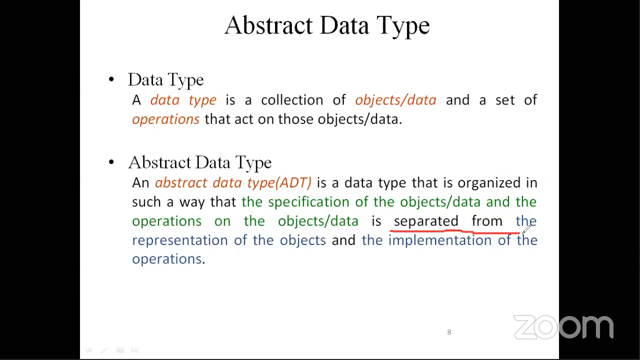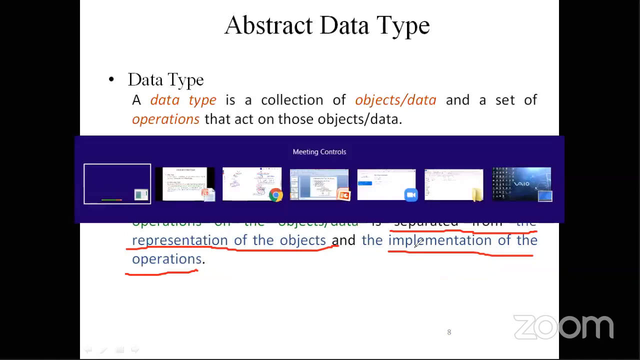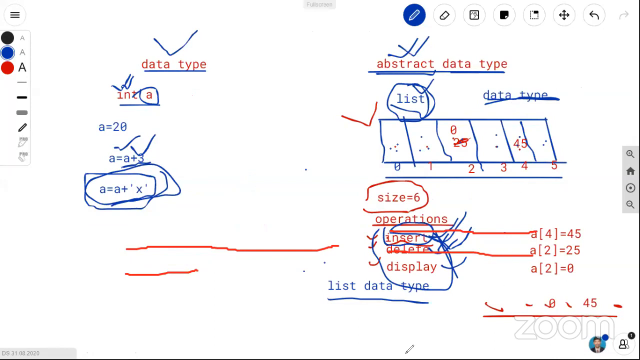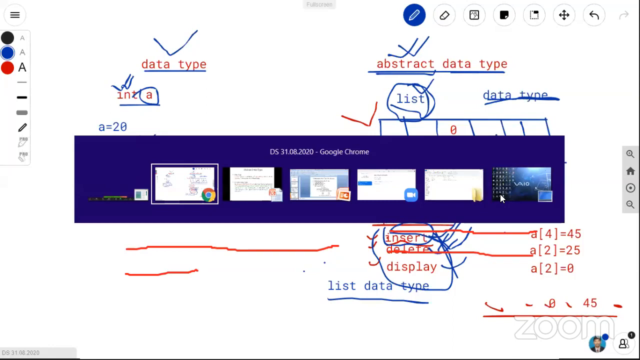that it is separated from the representation of the objects and the implementation of the operations. So the implementation of your operation may be changed. They are separating what data values may be taken and what operations may be performed here. Later on, whatever operation is required by the user, those operations may be changed, and according to that, the person may be defining their operations here. Okay. So that is the major difference between data type and abstract data type.